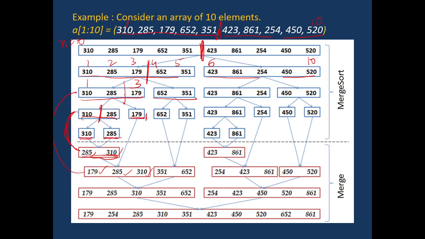After solving this, we will go on to solving this one, 652 and 351. As they have more than one element, we will be splitting it into two equal halves.